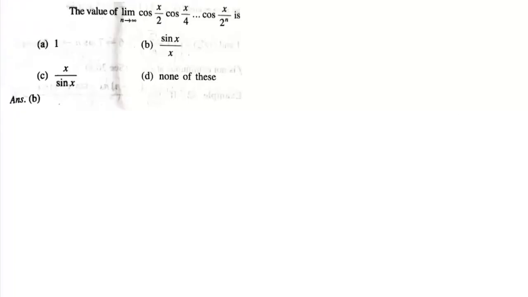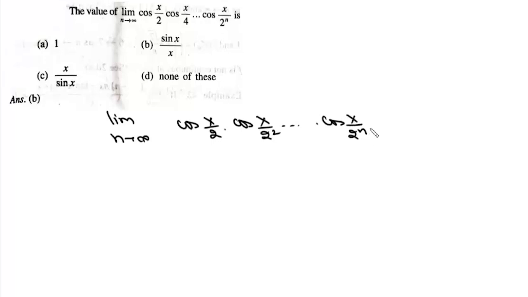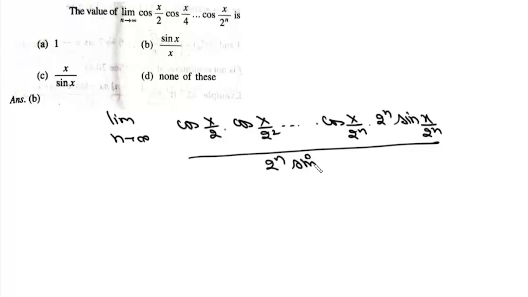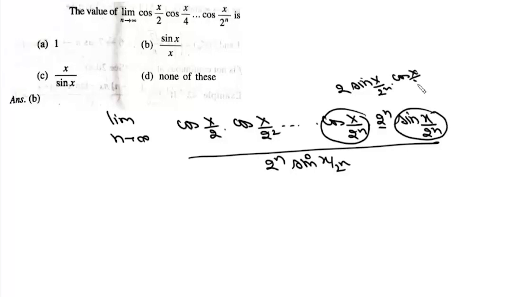Now here the question is, we need to find the value of this limit, which is the limit as n tends to infinity of cos x by 2 into cos x by 2 square up to cos x by 2 to the power n. Now what we'll do is we'll multiply and divide everything with 2 to the power n sine x upon 2 to the power n. Now we take 2 sine x upon 2 to the power n into cos x upon 2 to the power n. This is 2 sine theta cos theta, which is sine x upon 2 to the power n minus 1.